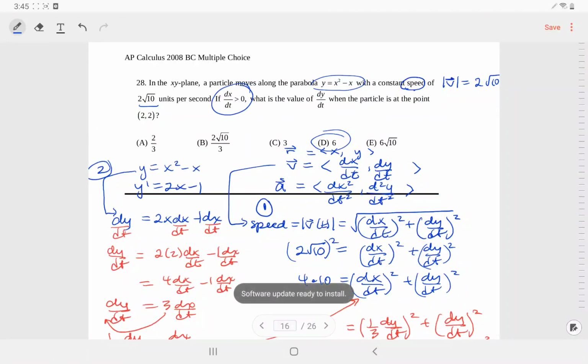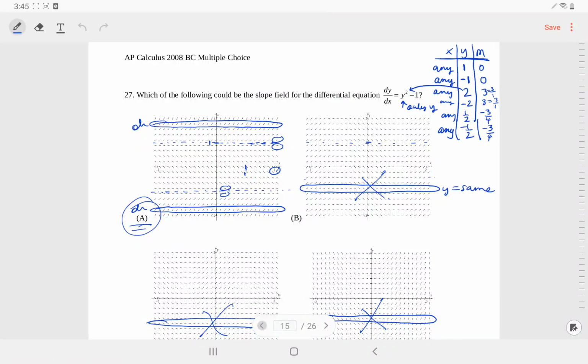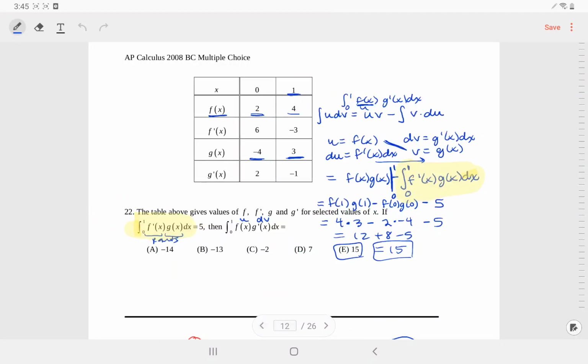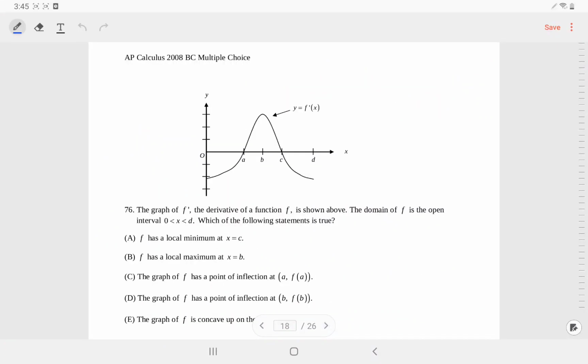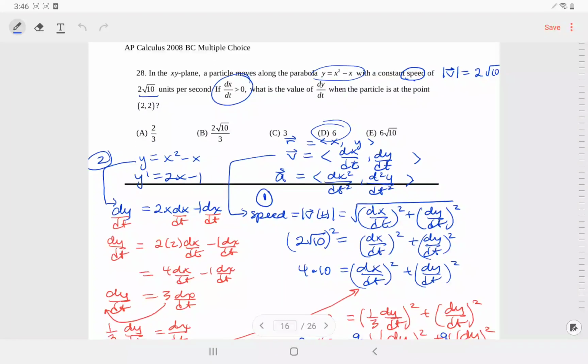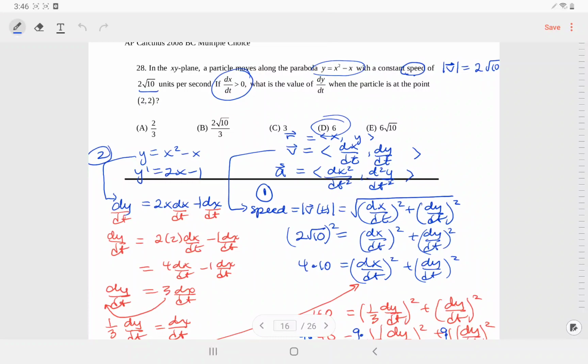Okay, and then let me see which ones we just did. Oh, we started at the logistic. Okay, so we did 24 through 28. It's a good spot to stop though on the non-calculator questions.